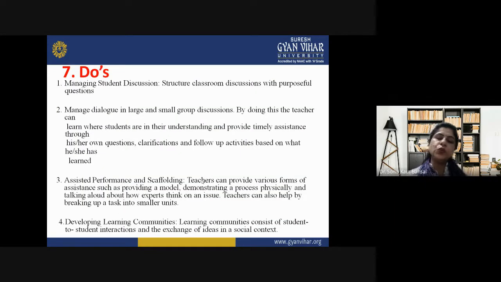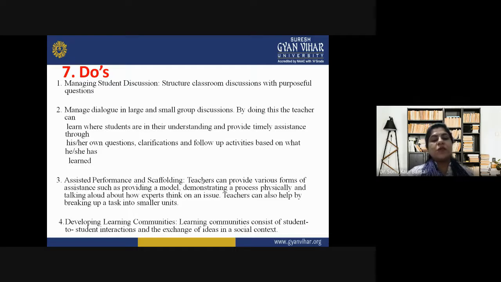Now, there are some do's and don'ts, students, which a teacher must do and mustn't do in the classroom. So, what are the do's for a teacher? Managing student discussion is really very required from teachers. Structure classroom discussions with purposeful questions. Then manage dialogue in large and small group discussions. By doing this, the teacher can learn where students are in their understanding and provide timely assistance through her own questions, clarifications, and follow-up activities based on what she has learned.